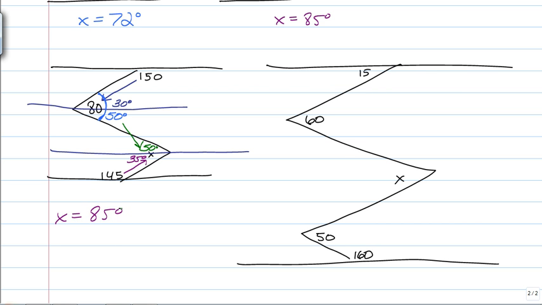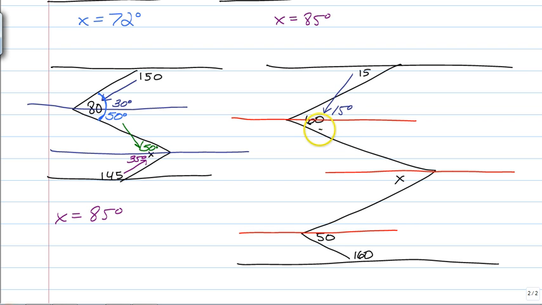And you are done. Last example. You had a whole bunch of lines to draw. You had to draw one right there through the 60. And of course, you need one through X, and you draw one through the 50. And then, again, just pick where you want to start. Start at the top. 15 to get to the next angle crosses over. When you cross over, it is alternate interior, so they are same measure, 15 degrees.